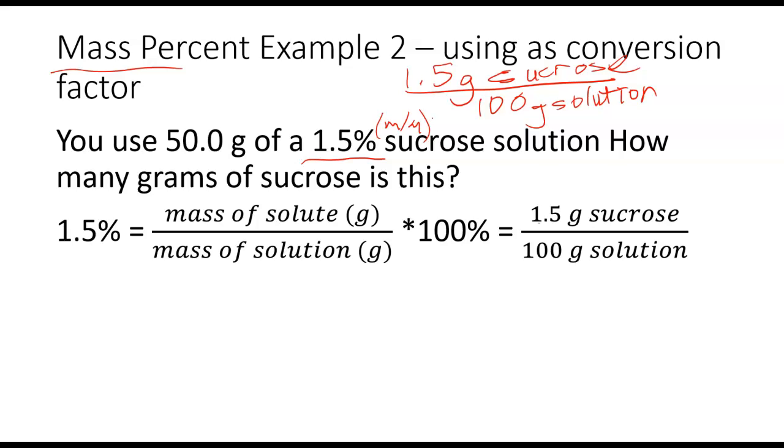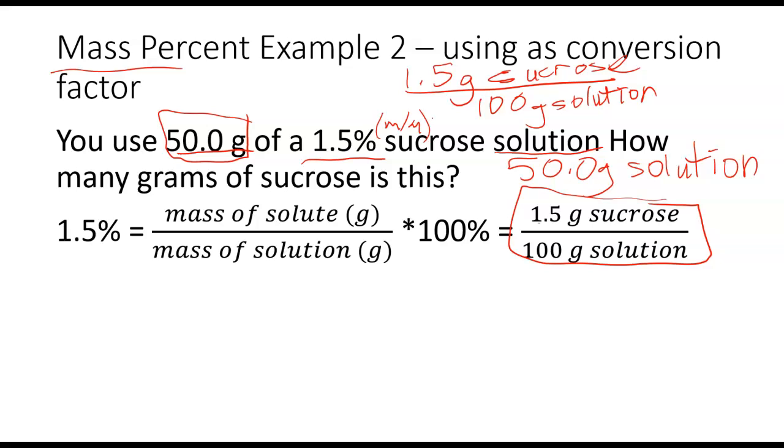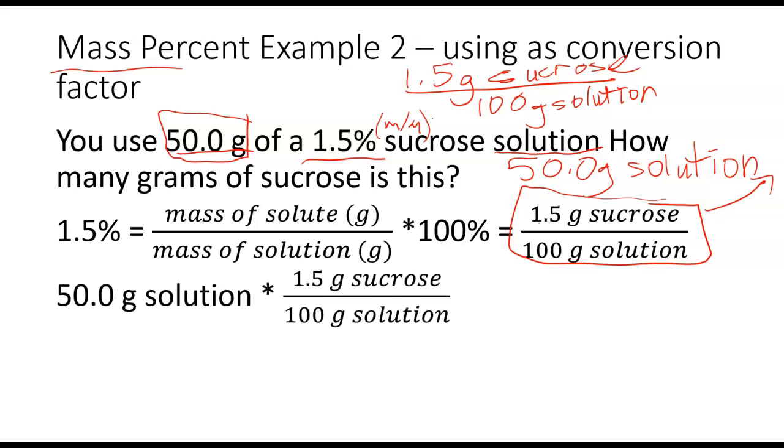Now this is going to help us because here we have 50.0 grams of solution. We're using 50.0 grams of a 1.5% sucrose solution. So we're using 50 grams of solution here. So we can use this conversion factor to convert from solution to sucrose. So 50.0 grams of solution times 1.5 grams of sucrose per every 100 grams.